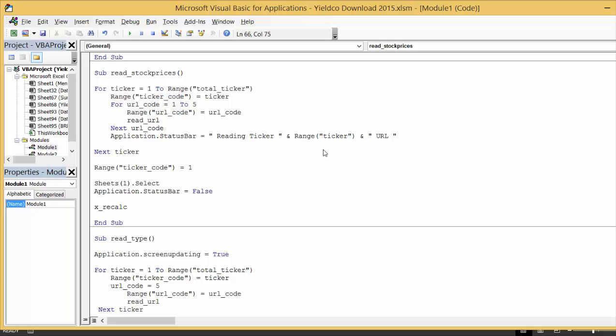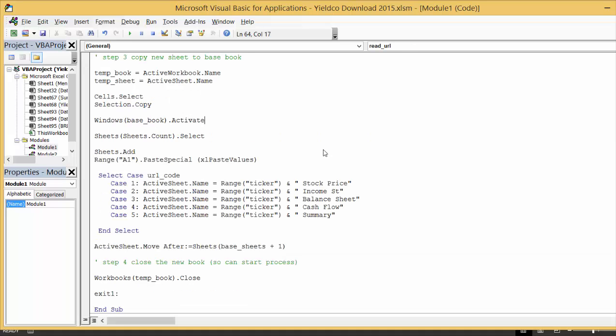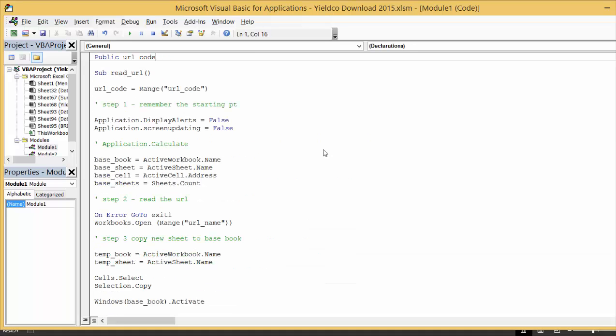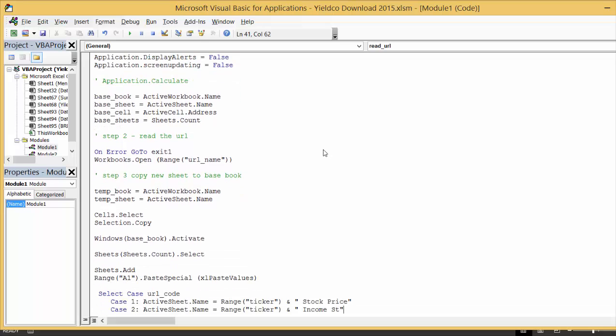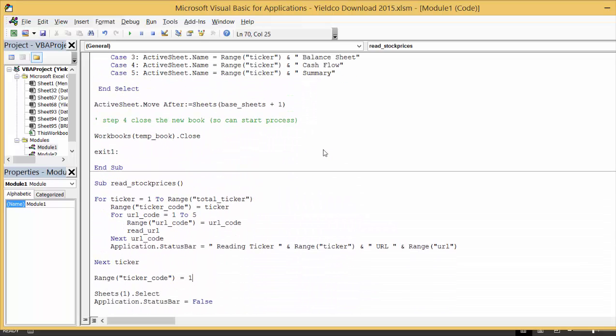URL. I don't have to say code, do we? And it's URL ticker. Okay. I hope that we have a range URL here. I'm almost sure. URL name. See, I got it wrong. So at least we can see which ones we're rating.